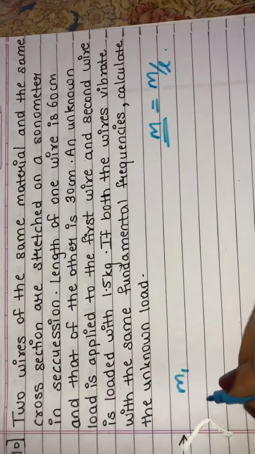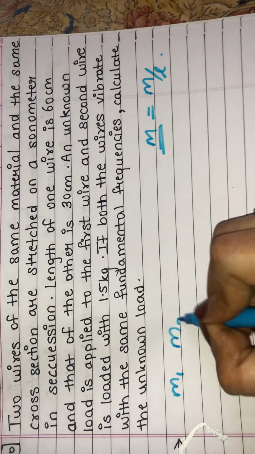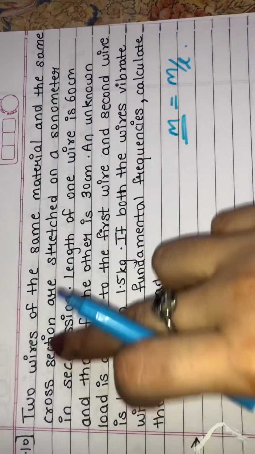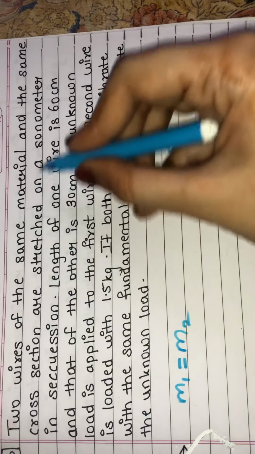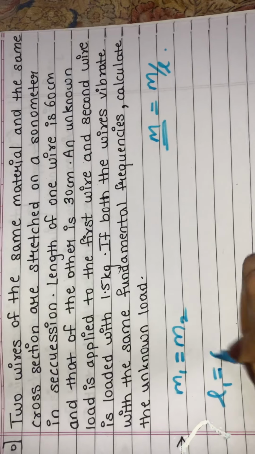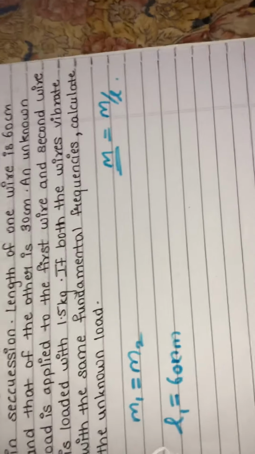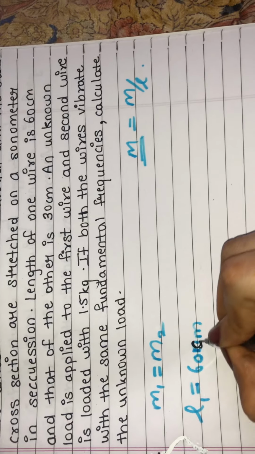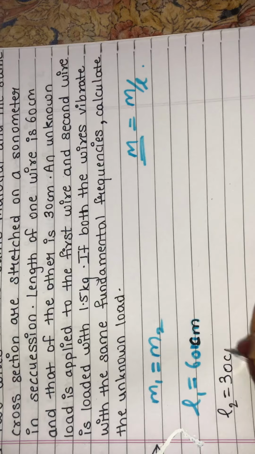So there are two wires. For the first wire it is M1, and for the second wire it is M2, and both the wires have the same material and same cross section, means linear density of both the wires is the same, and they are stretched on a sonometer. Length of one wire, let's say L1, is 60 centimeter, and length of another wire, L2, is 30 centimeter.